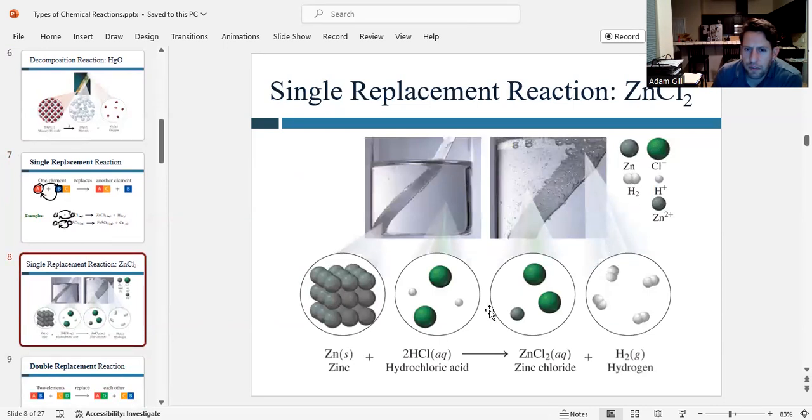Here's an example of zinc and HCl, where the zinc and the hydrogen replace each other. The zinc is a solid metal, and the HCl is aqueous. It's just a solution of HCl. And the zinc actually dissolves, forms zinc chloride aqueous, and it releases hydrogen gas. And so you can see the bubbles of the hydrogen gas being released. Single replacement.